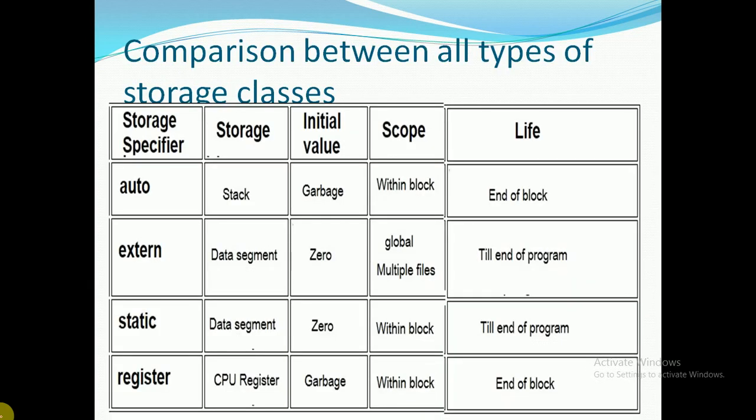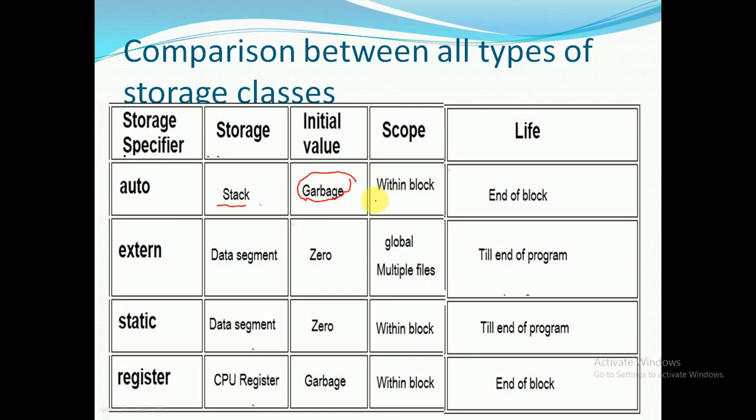Now we'll see a comparison of all the storage classes: auto, extern, static, register. Auto uses the concept of stack, data segment and CPU registers. If you go through data structures, you will understand the concept of stack. The initial value for auto is a garbage value. If you write auto int a, initially it takes a garbage value. If you write auto int a equals 10, it takes the value 10. If you do not specify, it takes the garbage value.